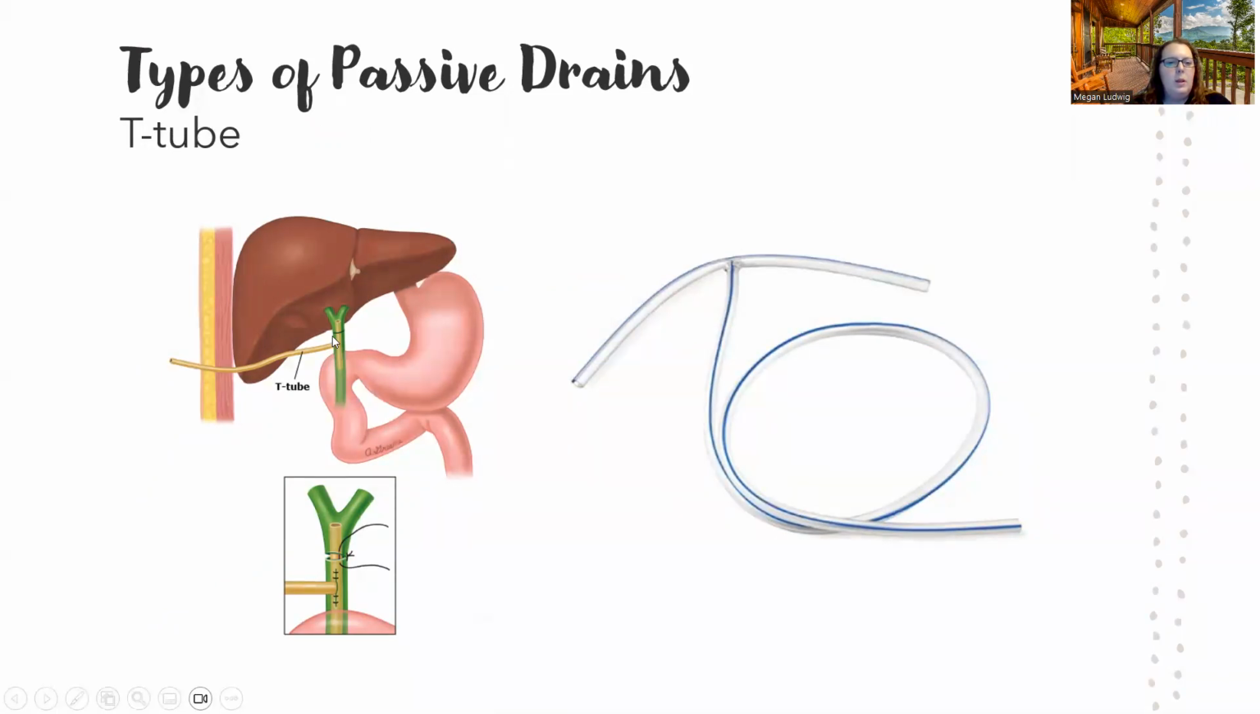So the top of the T is going to go into the duct. The common bile duct, remember, comes off the liver. So if there's any sort of damage, or maybe there were stones they were working on in the liver or something, they may put in a T-tube, suture it in place, and bring it out through the abdominal wall that way. Okay.